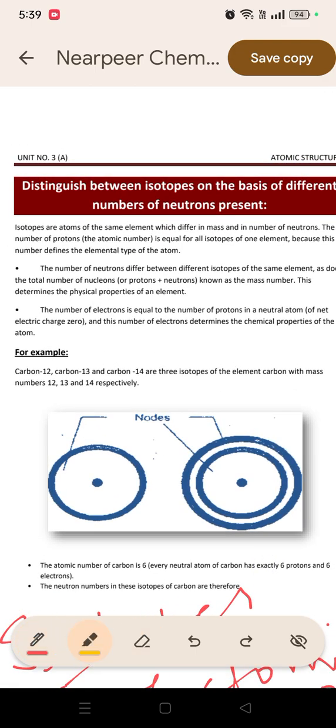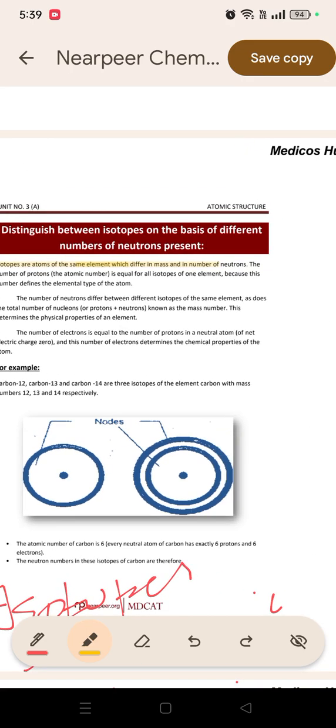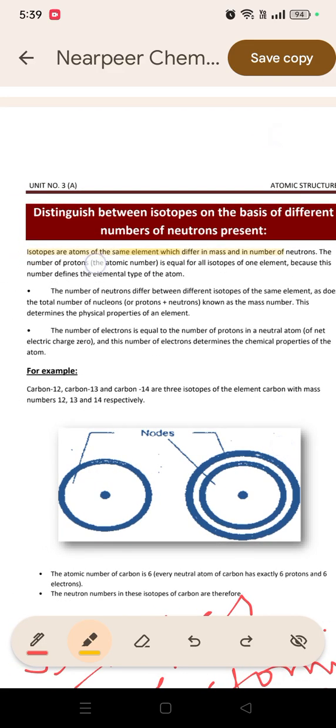Isotopes are the atoms of the same element that are different in mass, with a different number of neutrons. The atomic number is equal for all isotopes of an element, because the atomic number defines the elemental type of an atom. Isotopes are simply different in their mass, or atomic mass or mass number, not constant. But the number of protons, the atomic number, is equal for all isotopes.